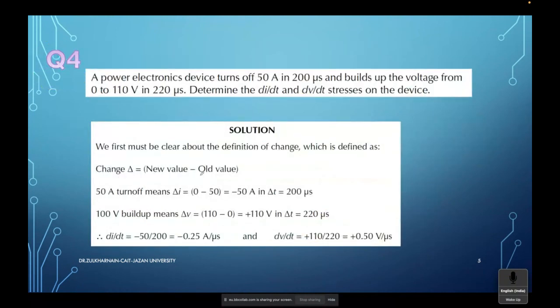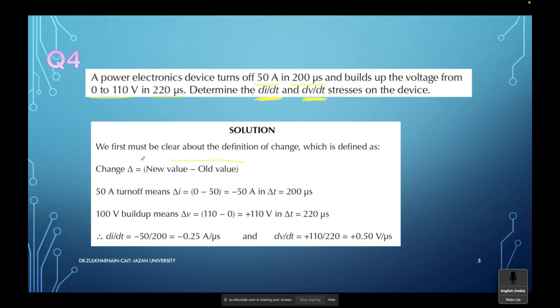So next we move to question number 4. He's saying a power electronics device turns off at 50 amperes, and this takes 200 microseconds. This is one case. Then, starting from 0, the voltage goes to 110 volts in 220 microseconds. He's asking you for the change, di by dt, a change in the current, and dv by dt, a change in voltage.